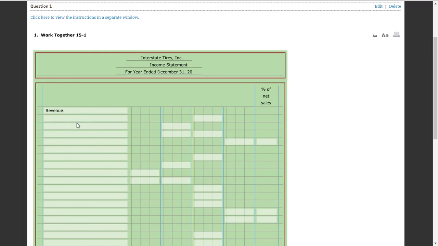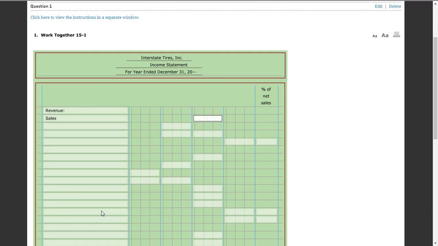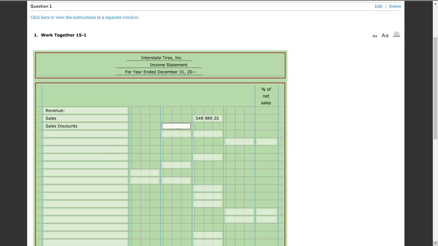So my very first one I'm going to put here is going to be sales. And my balance of sales is $548,989.25. Now, I have two more sales accounts, and my first one is sales discount. Sales discount has a balance of $661.69, and then I have sales returns and allowances.